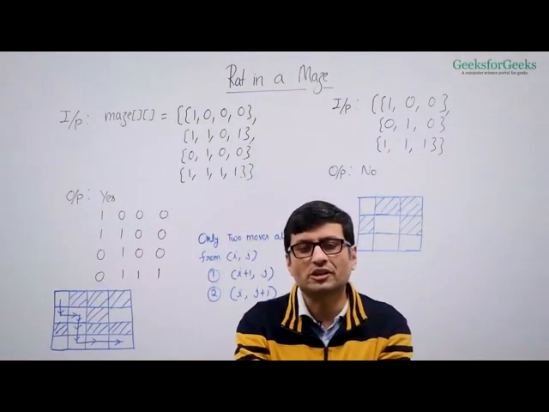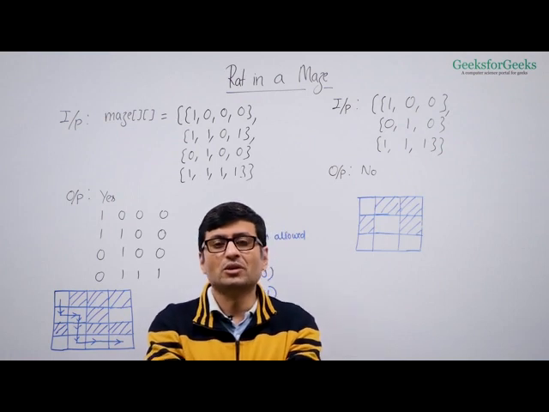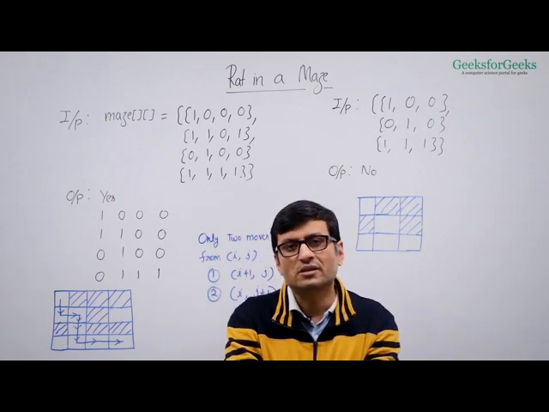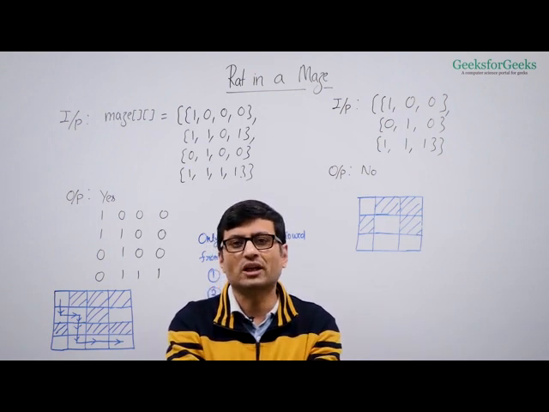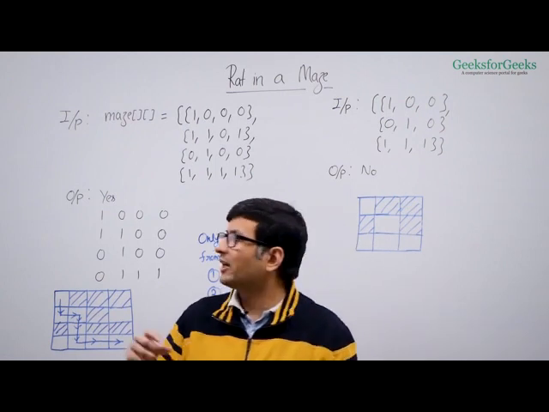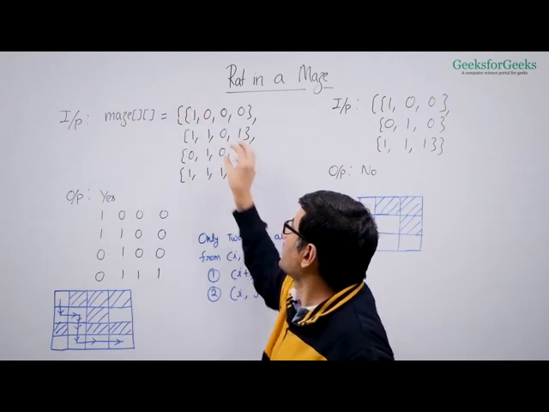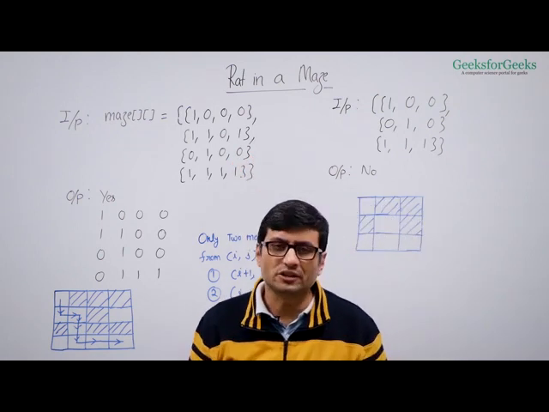Let us talk about this rat in a maze problem. We are given a binary matrix which represents a maze. 0 values in this matrix are blocked cells and 1 values are the cells through which the rat can move. In this maze, there is a rat at the top left corner and there is a cheese at the bottom right corner, and the rat has to collect this cheese.